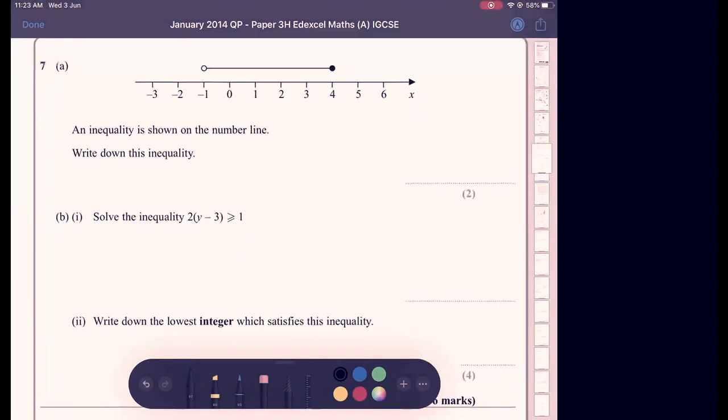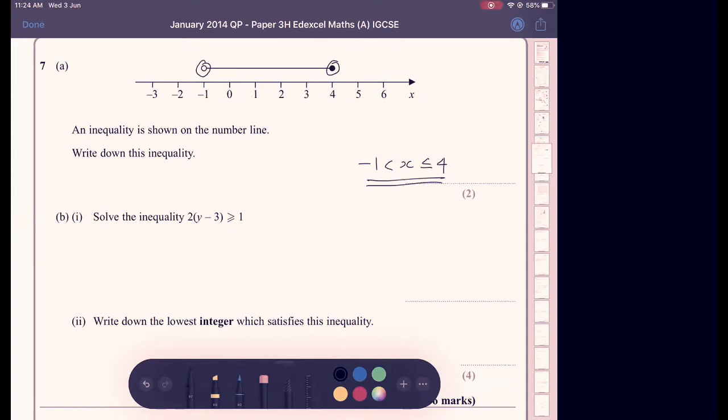So question number 7. An inequality is shown on the number line. Write down the inequality. So it is reaching 4, but this inequality is not reaching -1. So we can say that it is -1 less than x less than or equal to 4.